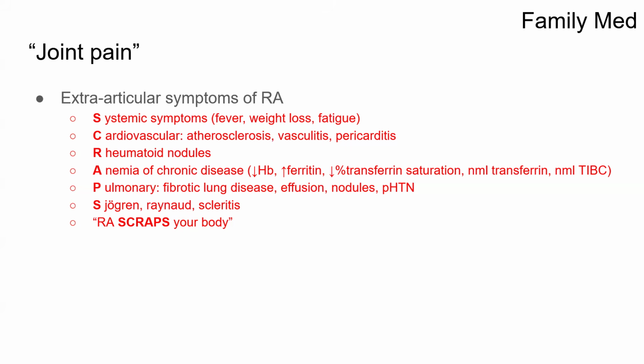You can also have Sjogren disease, which is the immune attack of the lacrimal and salivary glands. So you're not producing tears or saliva. You can have Raynaud phenomenon, which is the vasoconstriction of the digits when you're in cold weather. Then you can have scleritis of the eye. So as the mnemonic says, rheumatoid arthritis scraps the body because it just does everything. I think, yeah, okay, so that's all I wanted to cover.